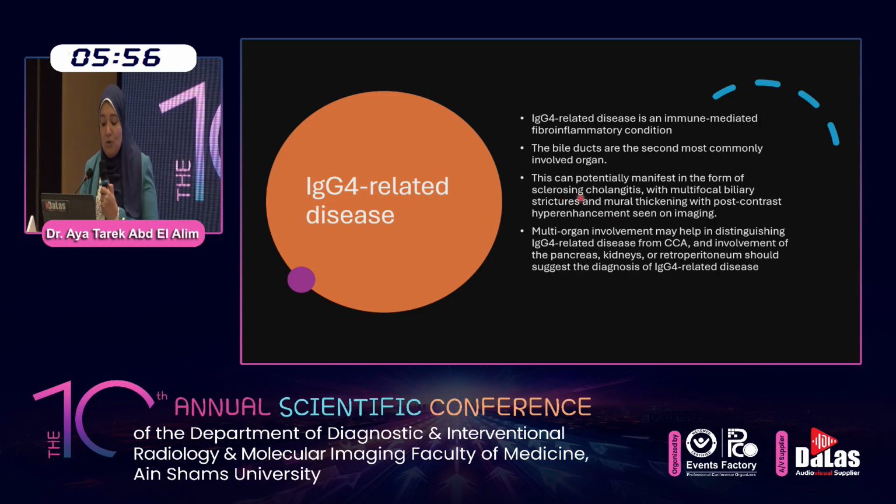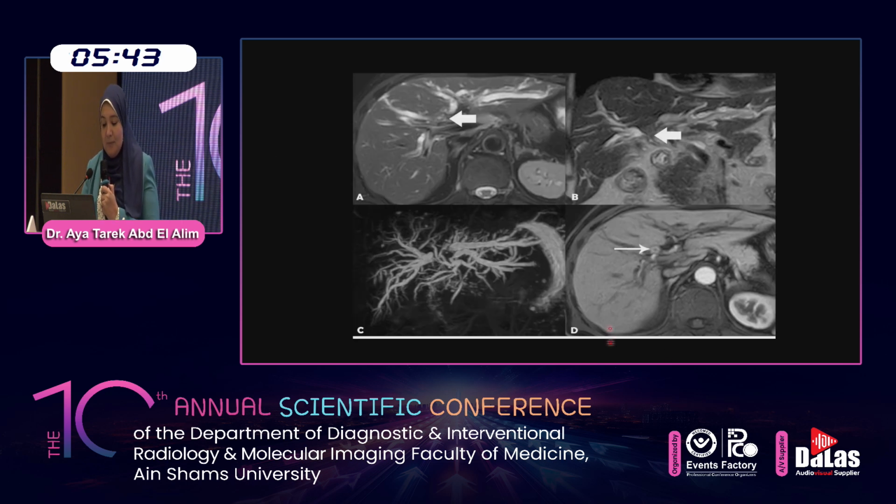It has sclerosing cholangitis, multifocal biliary stricture, and areas of hyperenhancement. But the clue here is multi-organ involvement, as it involves the retroperitoneum, the pancreas. We can see here, this is thickening around the biliary system. If a junior radiologist sees this, he will see cholangiocarcinoma here, but it's not true. The clue is the thickening is smooth, as we see.